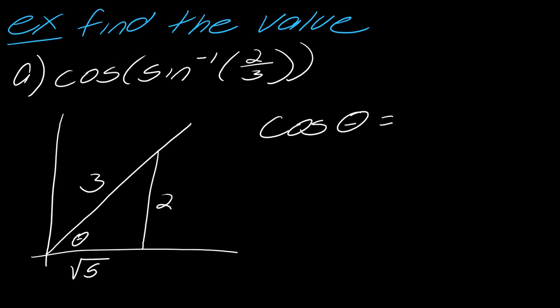And so now we can see that inverse sine of 2 over 3 would give us this angle theta. I don't actually have to know what the value of theta is. I just have to find cosine of theta, and I have enough information to figure that out. That comes out to square root of 5 over 3. So you see how that works?